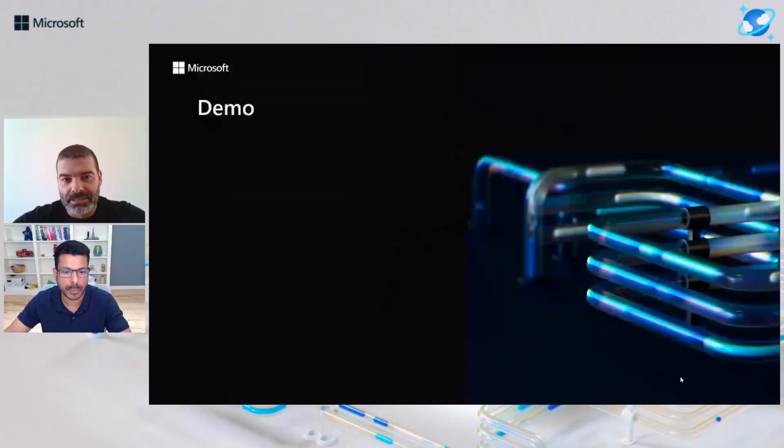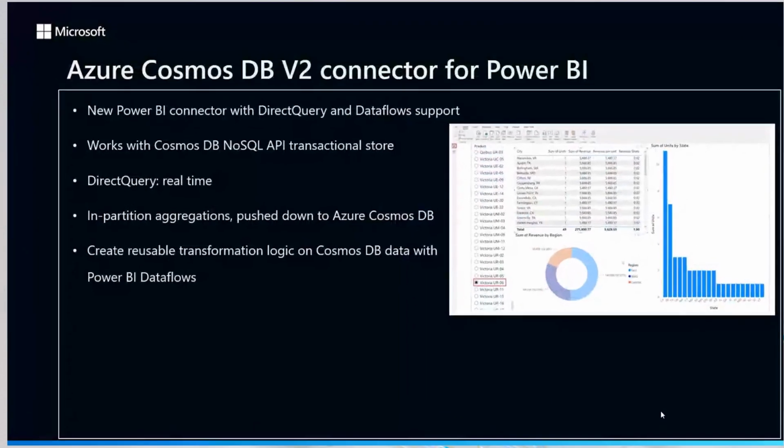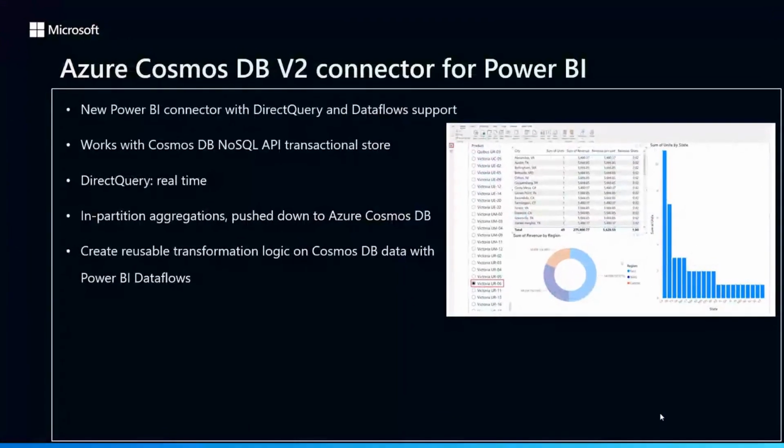Thank you, Revin. Now, let's talk about the brand new Azure Cosmos DB V2 connector for Power BI. This new connector has support for direct query and data flows. With direct queries, we enable customers to do real-time BI on Cosmos DB data, meaning that as soon as the data is ingested, you can start to analyze the data with Power BI dashboards. And now, instead of doing imports, you can run queries in real time.